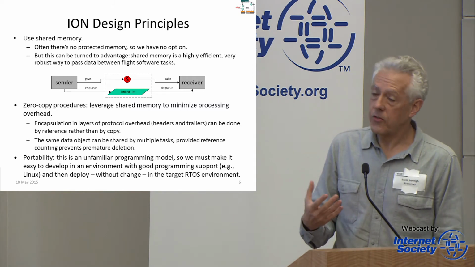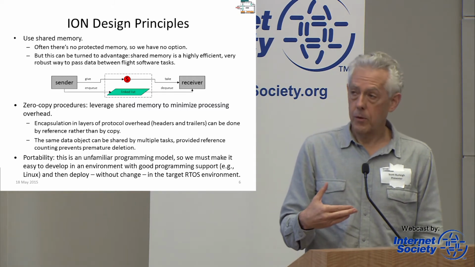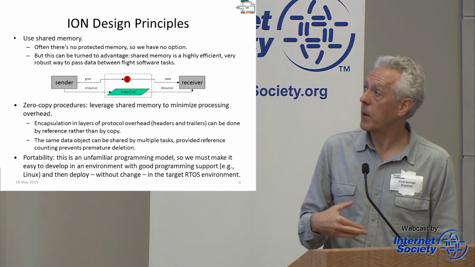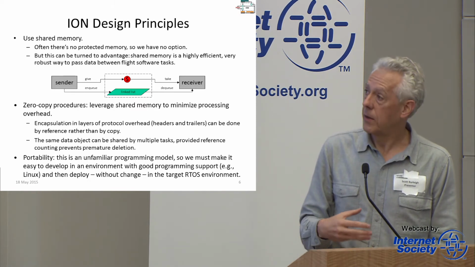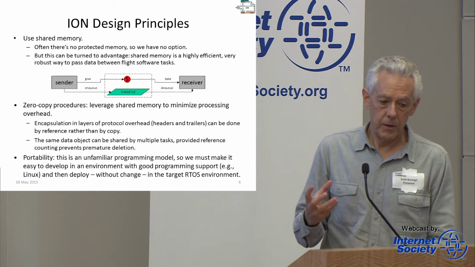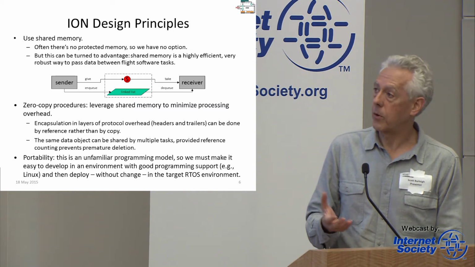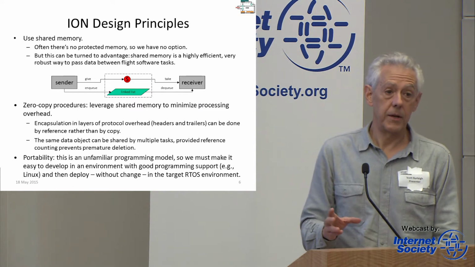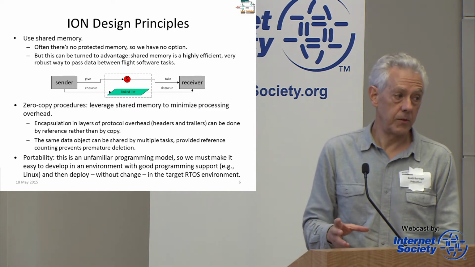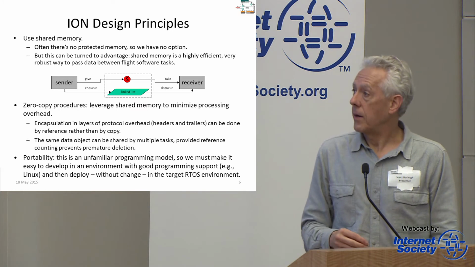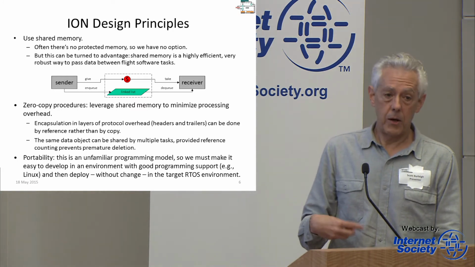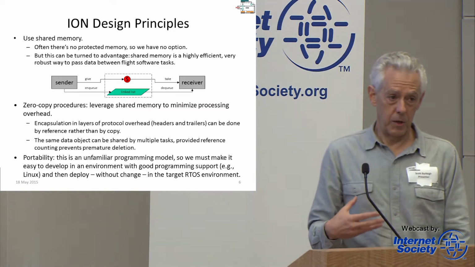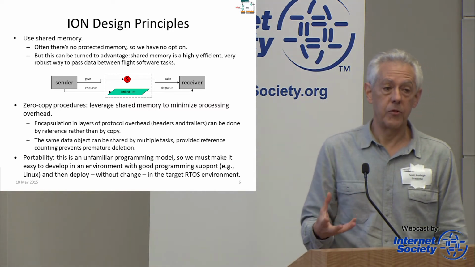Zero copy procedures, these are the zero copy objects I was referring to earlier. Again, leveraging shared memory to minimize the processing overhead. All the data is encapsulated in multiple layers of protocol overhead, and that's all done just by accounting, not by actually copying things into buffers. And that also enables the same data object to be shared by multiple tasks, so you have reference counting instead of multiple consumptions of the same data.